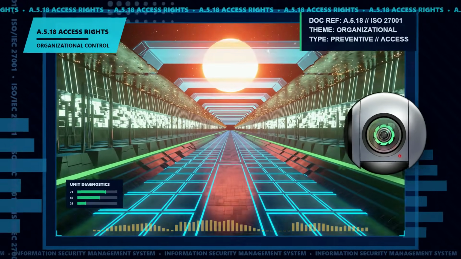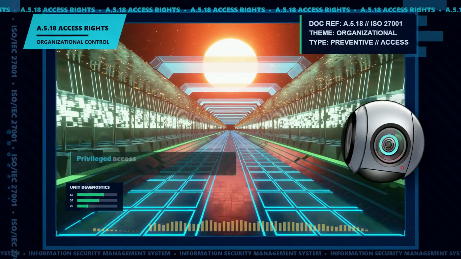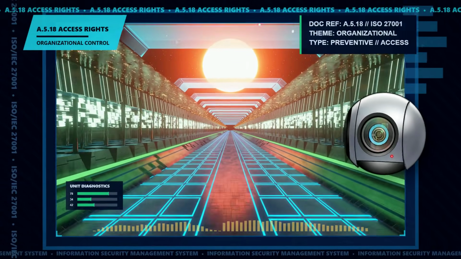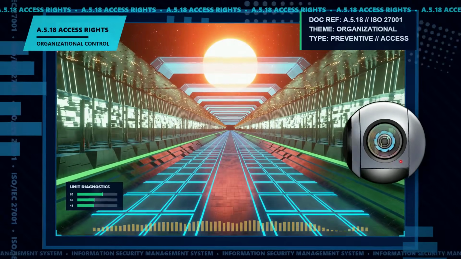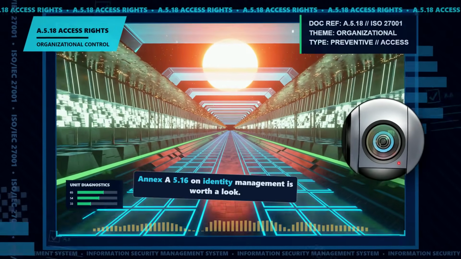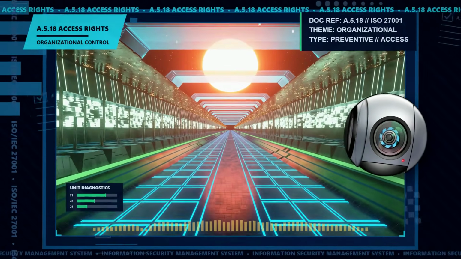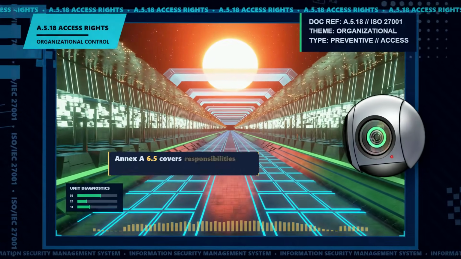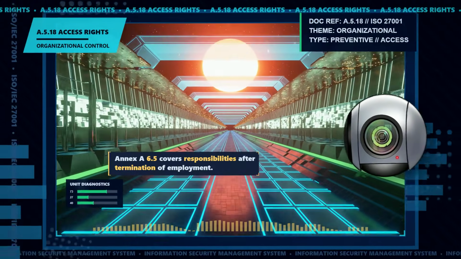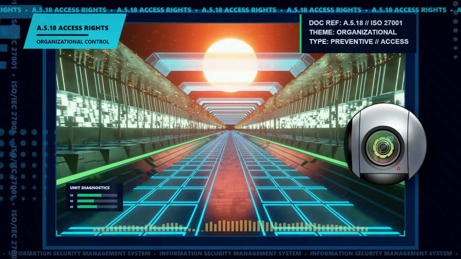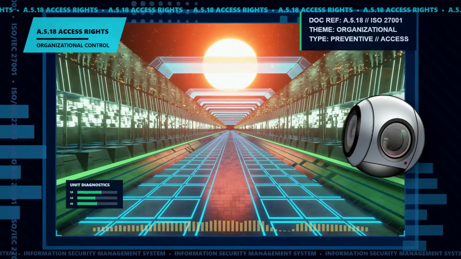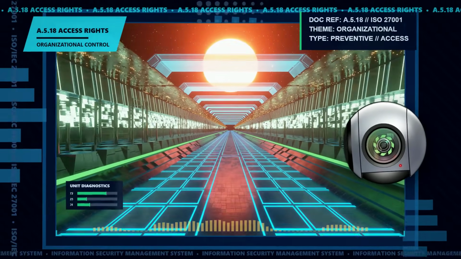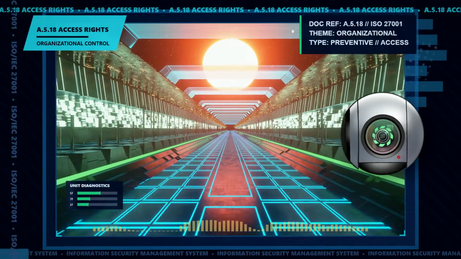That connects straight to Annex A.5.18, privileged access rights, which is where administrator-level power gets its own tighter rules. Also worth a look, Annex A.5.16 on identity management, Annex A.5.11 on return of assets, and Annex A.6.5, responsibilities after termination or change of employment. They all lean on each other. 5.18 is the hinge.